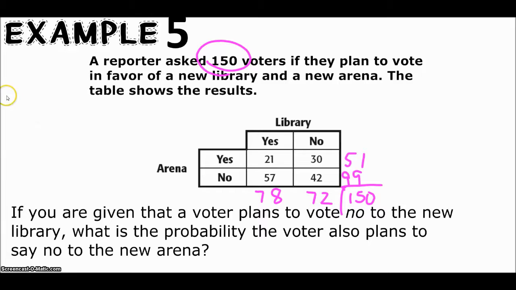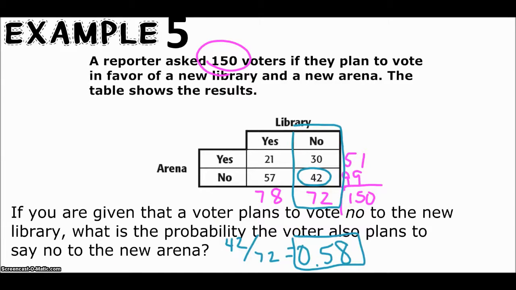So if you are given that a voter plans to vote no to the new library, so I'm looking at these groups of people here, out of 72 people, what is the probability the voter also plans to say no to the arena? So that would be these people right here that vote no to both the arena and the library. So 42 out of 72 is 0.58, or 58%.